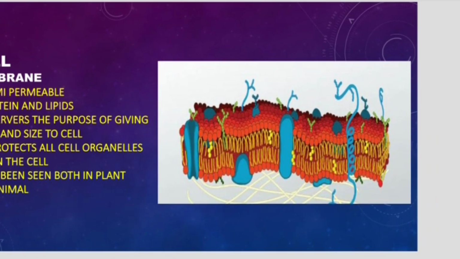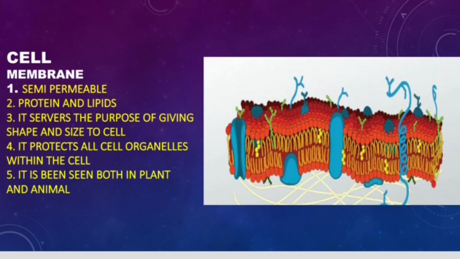It is a completely living thing, and as it is living, it will definitely not give stiffness to the cell. So what does the cell membrane do? It provides the shape and size of the cell. It protects all the cell organelles within the cell, and it is present in both animal and plant cells. As it is not dead, it has some selection of its own. It can allow some particles to pass through it and restrict some particles from passing through. That is why it is also called a semi-permeable membrane.